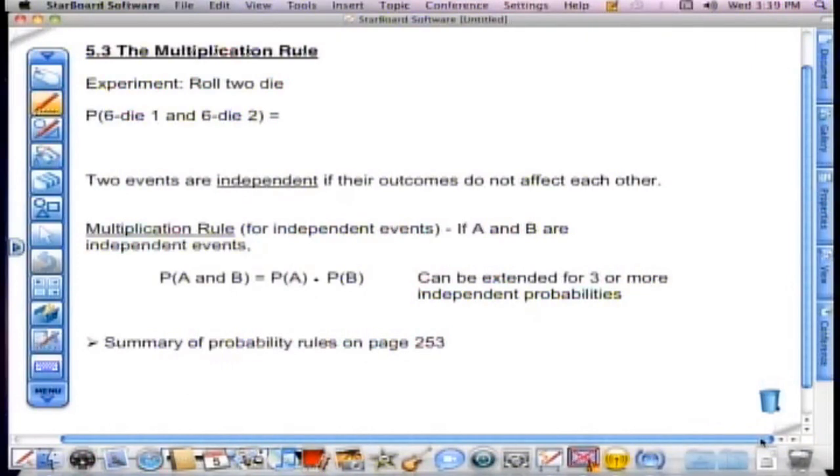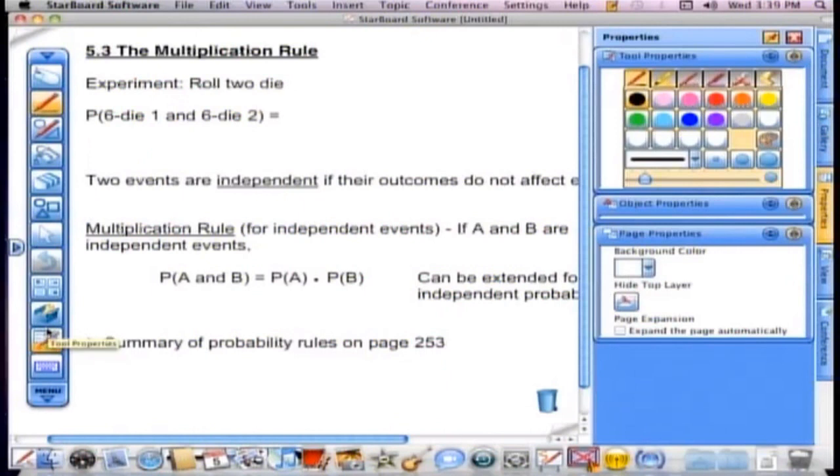We're going to roll 2 die, and the die are distinct. You have to consider one die being a distinct object, the other one being a distinct object, even if they look just the same. What's the probability that I get a 6 on die 1 and a 6 on die 2? Notice this is an AND statement.